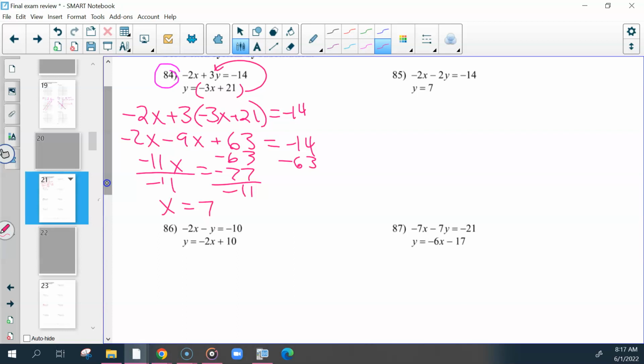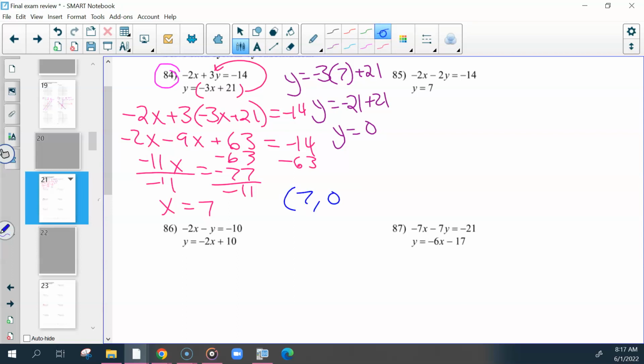Once you have x, you can put it back in and find your y. So I'm going to put it into the one that solved for y. Negative 3 times 7 plus 21. So negative 21 plus 21. These will cancel, just become 0. Your final thing, you need to put these together in an ordered pair. X would come first, so 7 and then 0.